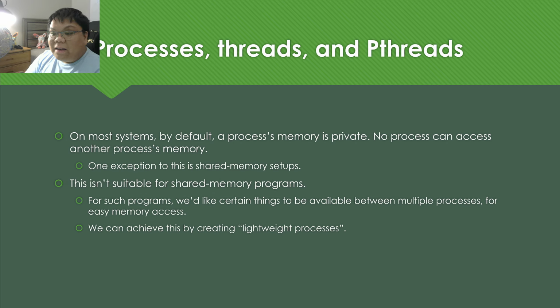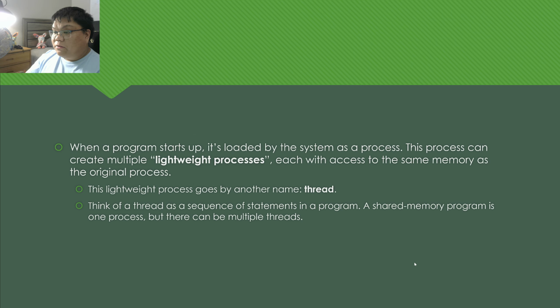Turns out none of that is suitable for a shared memory program, because by default each process's memory is private and no other process can access it, unless there's a shared memory setup or a message passing interface. There's no way we can get stuff from one process to another. There is another way, but we have to give up on processes entirely. We have to use something called lightweight processes, or better known as threads.